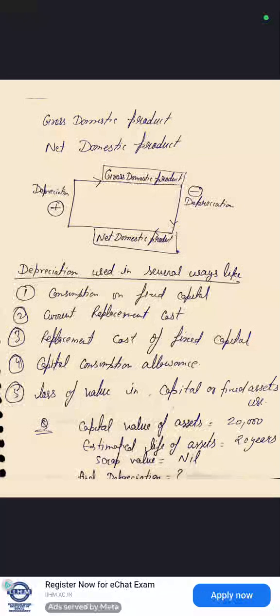You will have to calculate the depreciation if the capital value of assets is given as 20,000, the estimated life of assets is 20 years, and the scrap value is nil. So how do we find the depreciation? It is the capital value of assets divided by the estimated life of assets, 20,000 by 20, which is equal to 1,000.